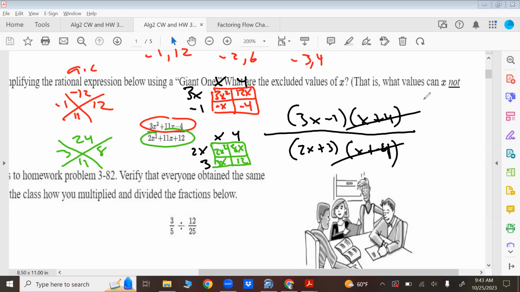You can actually cross off this way. The final answer is 3x minus 1 over 2x plus 3. So that's how you would simplify it. It definitely looks simpler than it did originally.